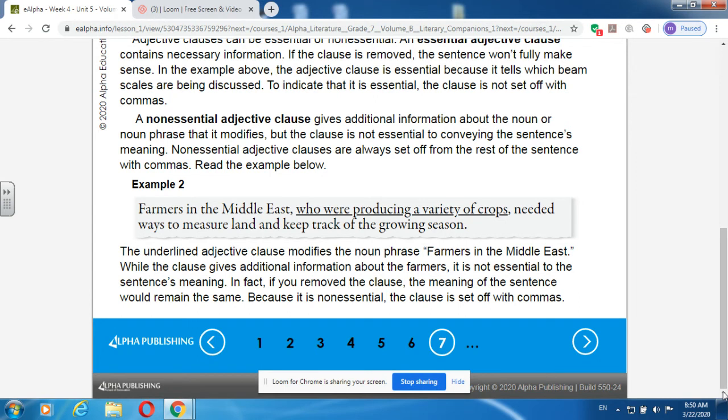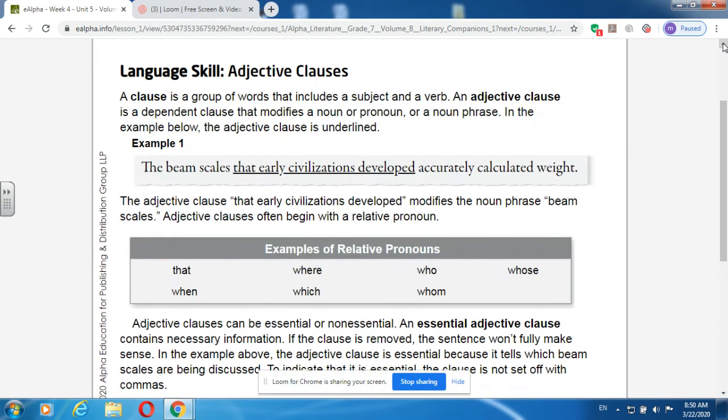Let me read it without the adjective clause. Farmers in the Middle East needed ways to measure land and keep track of the growing season. That sentence is fine without the adjective clause. So you can tell with the comma after Middle East and the comma after crops, you understand that this is not needed for the sentence to still have a meaning.